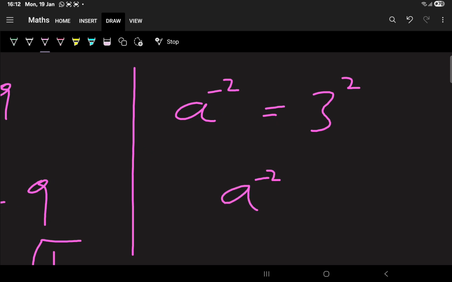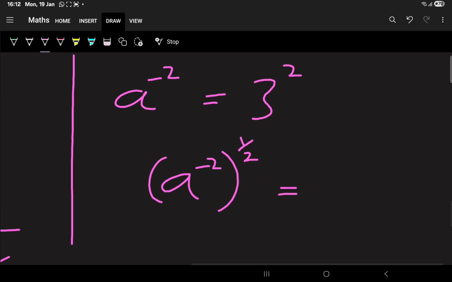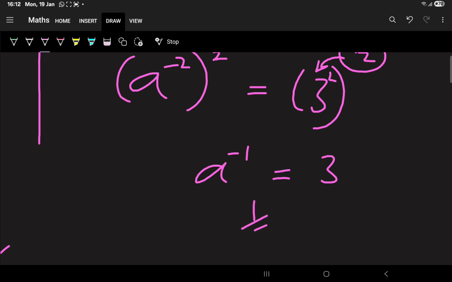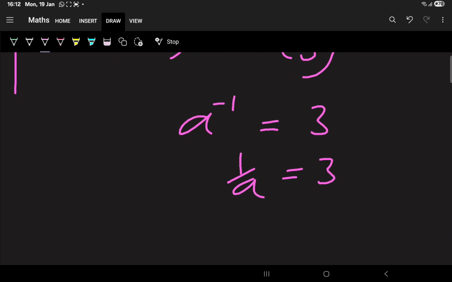This is going to be a raised to the power of -2, raised to the power of 1/2, is equal to 3 squared raised to the power of 1/2. Now this is going to give me a raised to the power of -1 is equal to 3, because this is going to distribute in here and it's going to be 2 times 1/2, and the index will be 1. Now this is going to be 1 over a is equal to 3, hence a is going to equal 1 over 3.